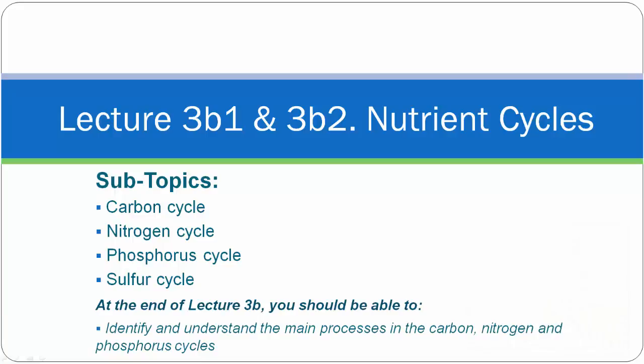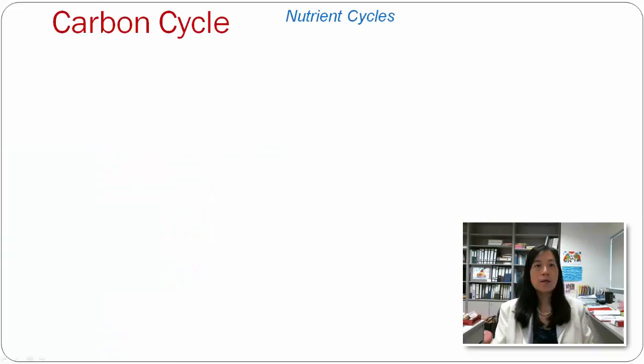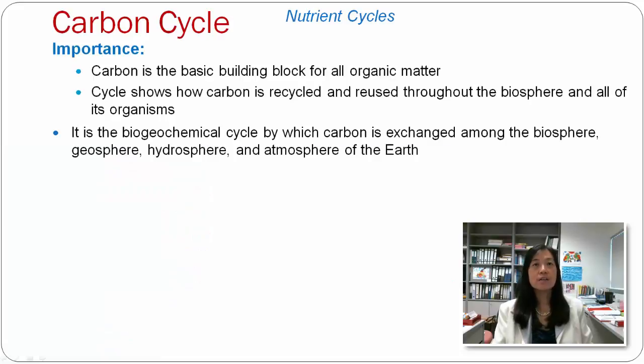At the end of this lecture, you should be able to identify and understand the main processes that exist in the carbon, nitrogen, phosphorus, and sulfur cycles. Let's begin with the carbon cycle.